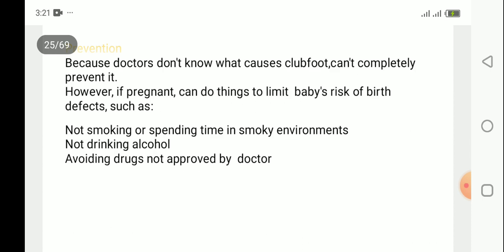Coming to the prevention, we cannot identify the exact cause of club foot, even though we can prevent some of the complications, like avoiding smoking and alcohol and reducing the work for pregnant women. Like this, we have to suggest, and drugs which are not advised by the doctor should not be taken.